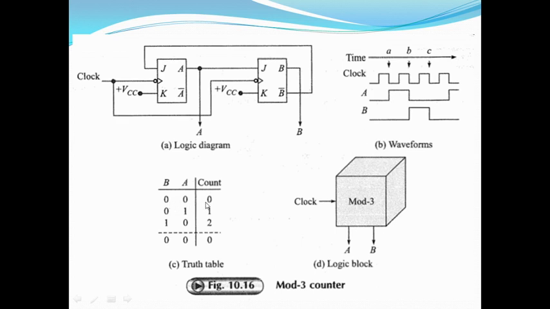So count 0: A is equal to 0 and B is equal to 0. A is the first counter, so it is the LSB, and B is the last counter, so it is the MSB. So here it is written output of B and then output of A: 0 0.